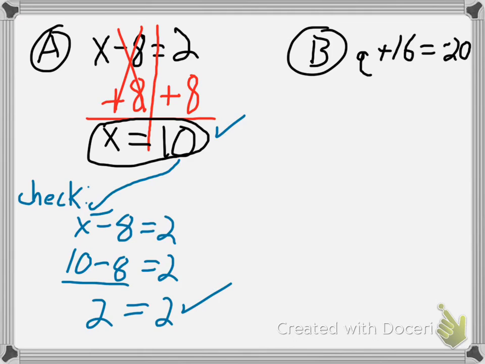Let's look at example B. Example B is q plus 16 equals negative 20. Again, the operation it's telling me is addition, so I'm going to use my inverse of that, or opposite of that, to help solve. So I'm going to subtract. And if I subtract on that side, I need to subtract on this side of the equal sign.